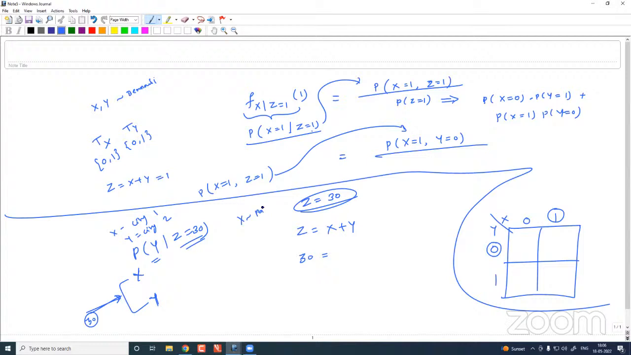So X is Poisson distributed, right? With parameter 10, and Y is also Poisson with parameter 20. That means on an average 10 people are going to city 1, and on an average 20 people are going to city 2. This is the probability for one person coming here going to city 1: 10 out of 30, right? Yes, sir. 10 out of 30.